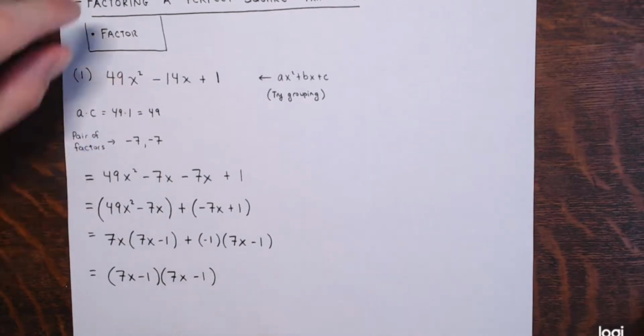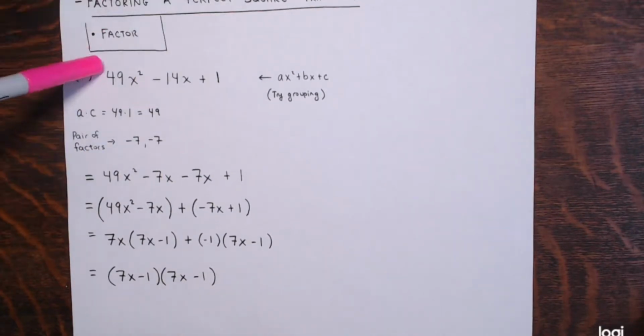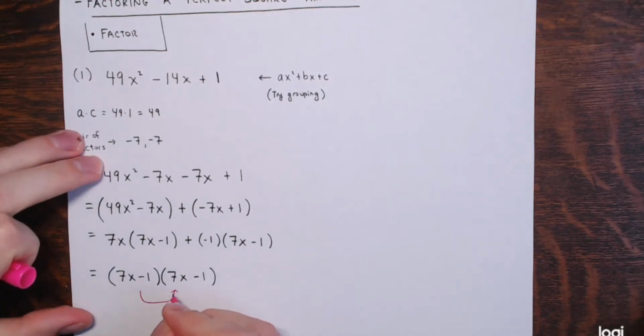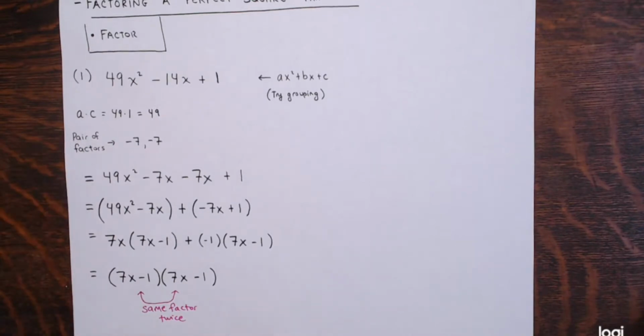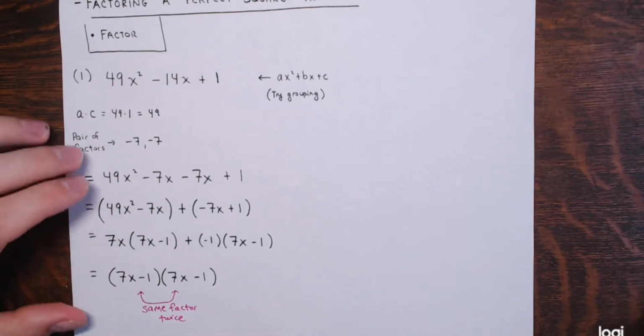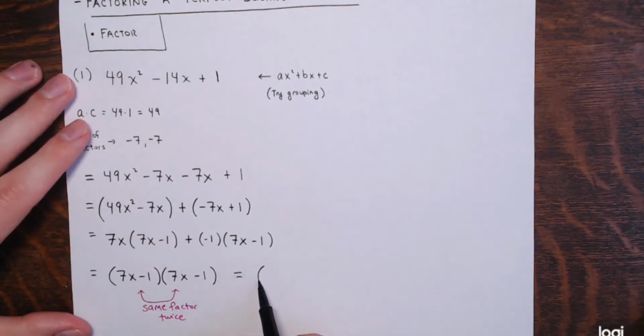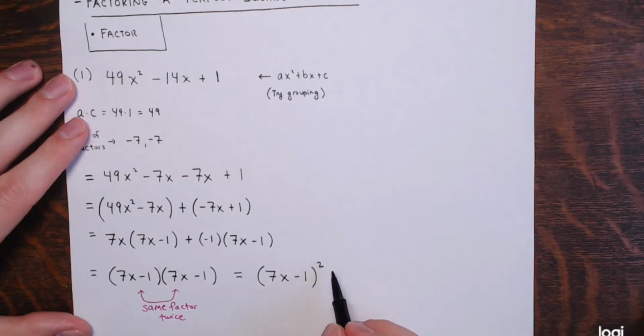So look at what happens with a polynomial like this. I get the same factor twice. Anything that can be expressed as the product of the same factor twice is a square. Remember, anything times itself is that thing squared. So you could express this as 7x minus 1 squared.